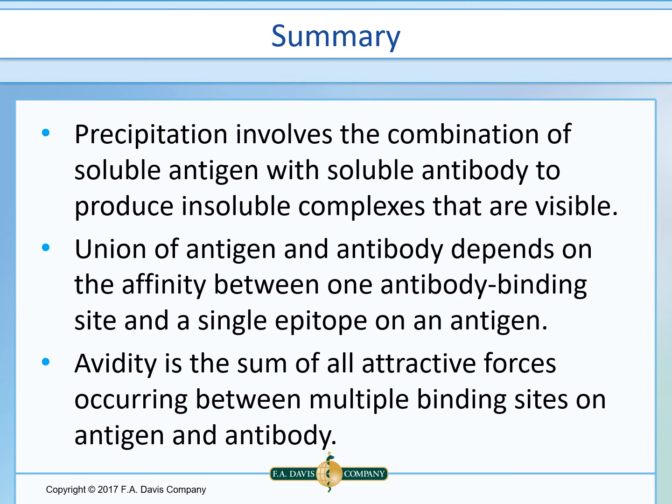Major points discussed in this chapter include precipitation involving the combination of soluble antigen with soluble antibody to produce insoluble complexes that are visible, and these again are the basis of many laboratory tests. The combination of antigens and antibody depends on the affinity between one antibody binding site and a single epitope on an antigen. Avidity is the sum of all attractive forces occurring between multiple binding sites on antigen and antibody.